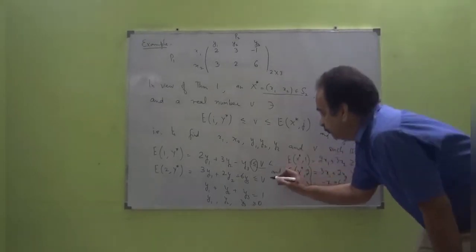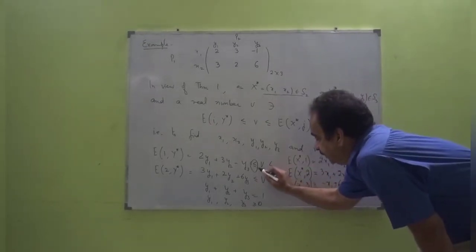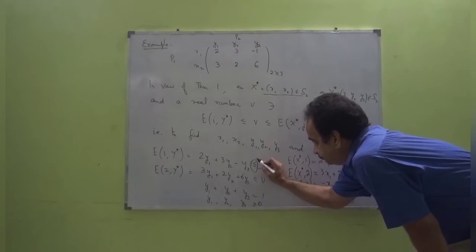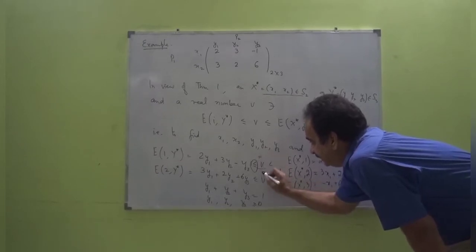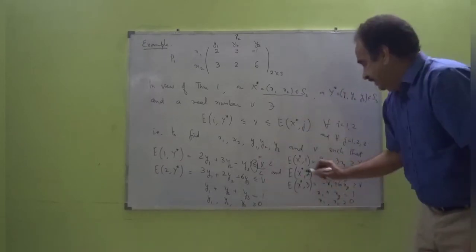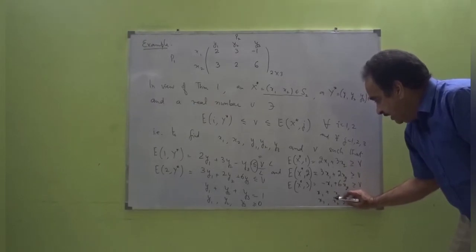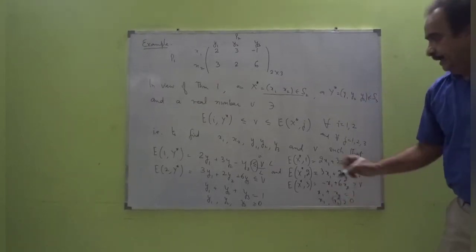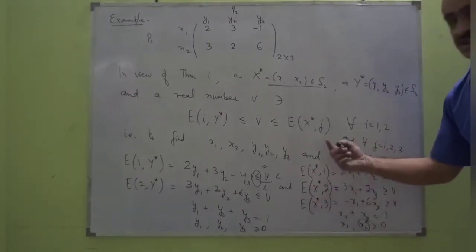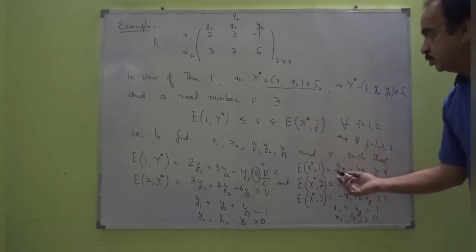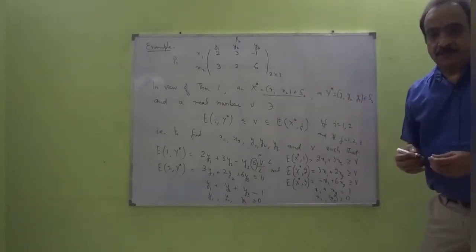Otherwise, what we do? We shift this inequality over here. We take this as equality and this as less than over here. Likewise, over here in that case, x2 will be 0. And thereafter, we'll solve this system. Now in case it has a solution, that will be a solution for the problem.